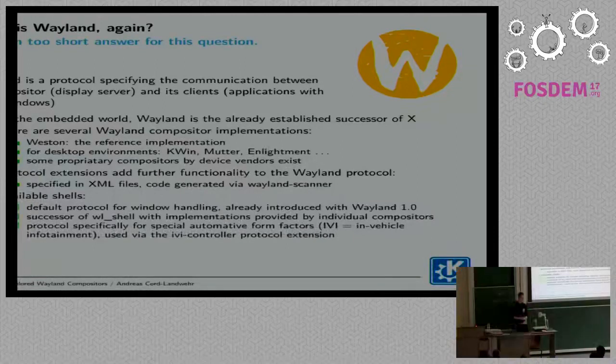There are a lot of compositors, since it's simply a protocol, so you can implement your own compositor. You can find Weston, that's the reference compositor. You can find a lot of different compositors in the desktop environments. For example, we have our own one, KWin in KDE. GNOME has its own, Enlightenment has its own. I actually also encountered proprietary compositors somewhere in the field.